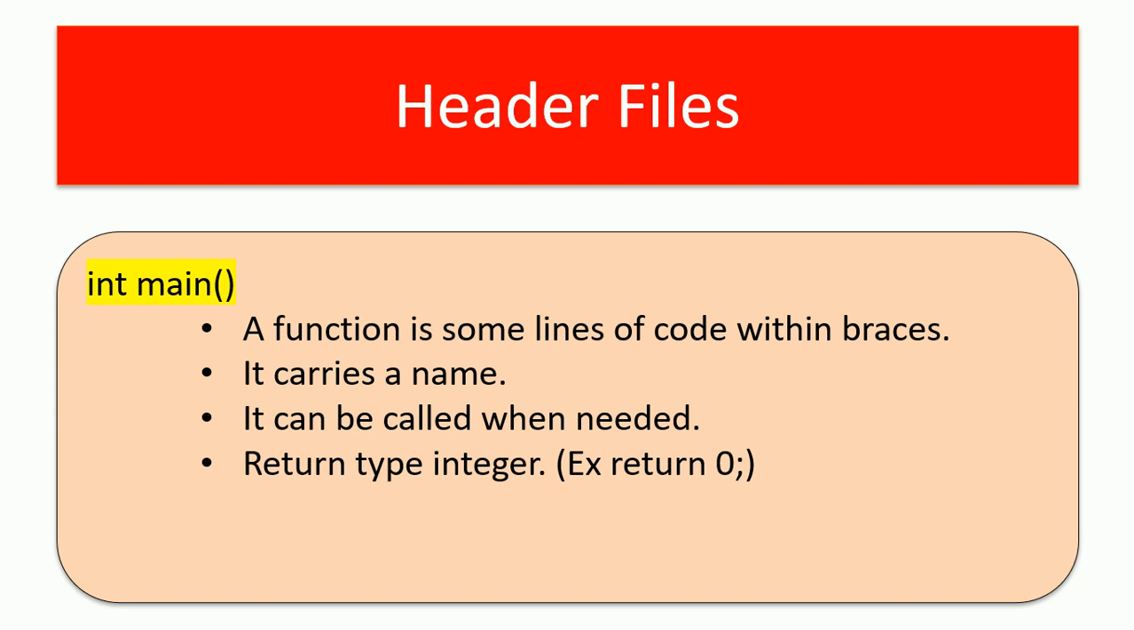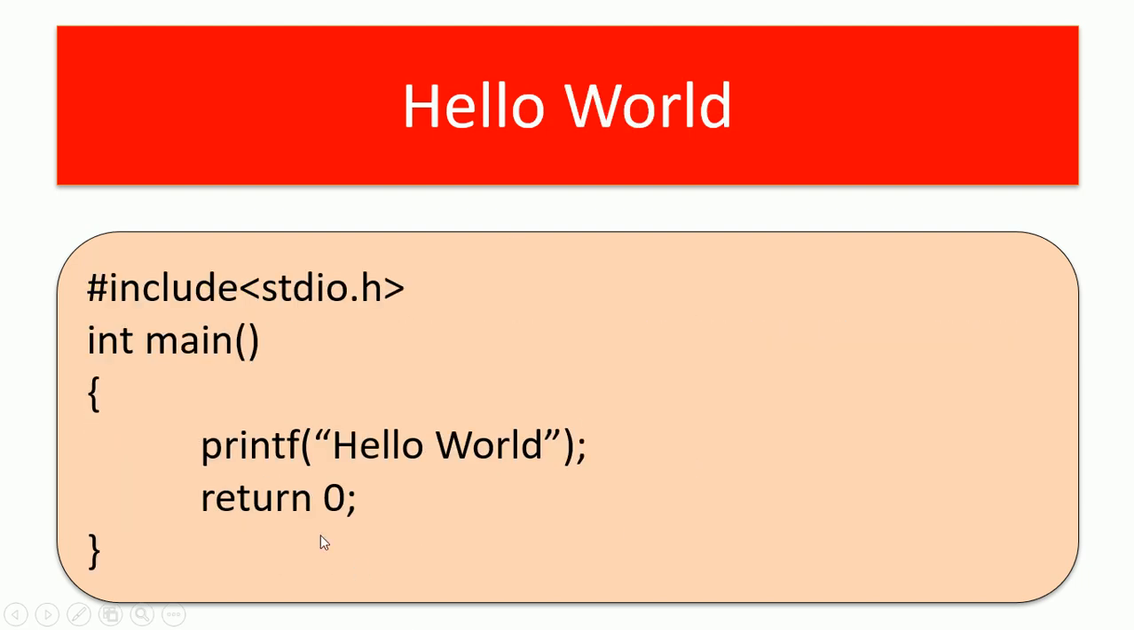It can be called whenever it is necessary, and the return type is integer. The return type is nothing but this: when a function is called, it will start executing, and once the execution is completed, it will return some value to the place where it is called. So we are explicitly mentioning that after completing the execution of this function, it must return an integer value. When I give int here, it must return some integer value, or when I give float here, it must return a float value after execution. Here I have mentioned int main, and hence we have given return 0 here.